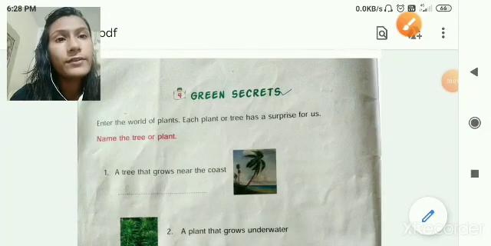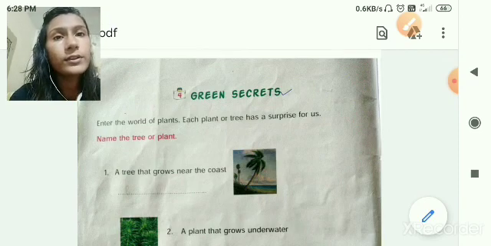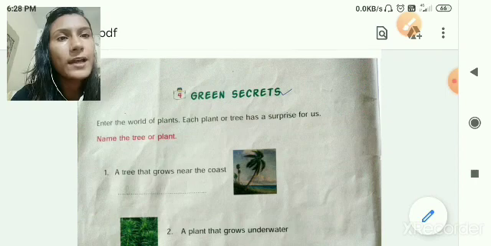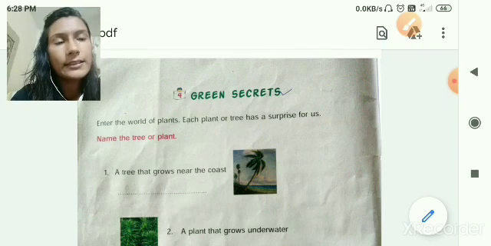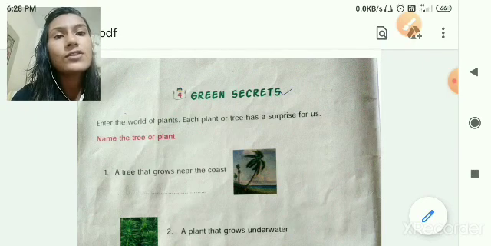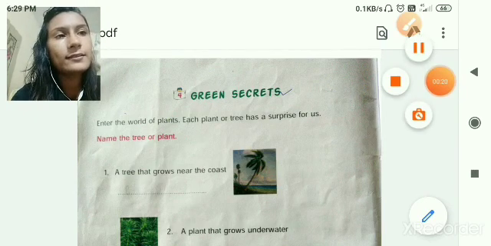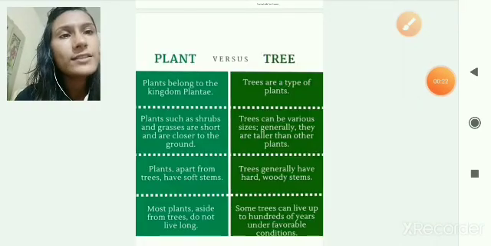So today we will start our next lesson, lesson number 4, Green Secrets. Enter the world of plants. Each plant or tree has a surprise for us. Name the tree or plant. So first I will give the difference between tree and plant. So let's see, plant versus tree.